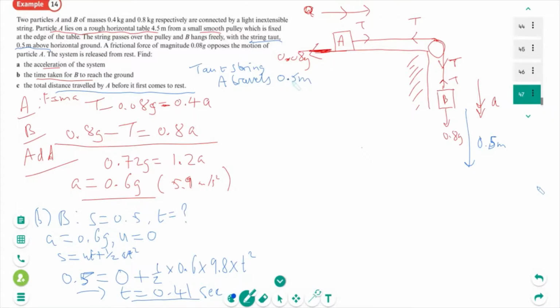But when particle B hits the ground, then there is no tension in the string. So the string will become slack. Particle A will still move, but it will only move a little bit, and then it will stop. That's what you need to figure out: how much it moves when the string becomes slack. So the idea is that as B hits the floor, the string becomes slack. This is the opposite of taut.